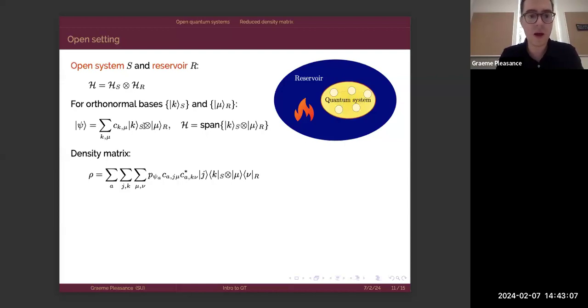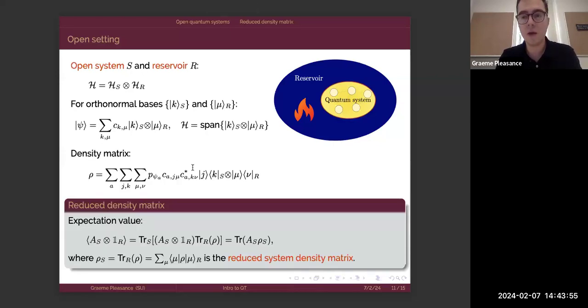What this means is that if we want to write down a pure state of our system and reservoir, we can do it in the following way. Our global state is written as a linear combination of all possible tensor products of the states which form orthonormal bases of just our system S and our reservoir R alone. From this definition of an arbitrary pure state of our global system, we can also write down the corresponding density matrix. This just follows from the definitions that I gave on the previous slide. This rho describes the possible pure states and mixed states of our system plus reservoir. And as I said, we're generally interested in looking at just the behavior of our quantum system without necessarily looking at the properties of the reservoir.